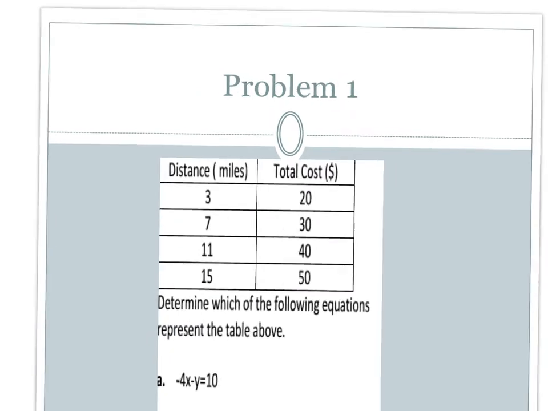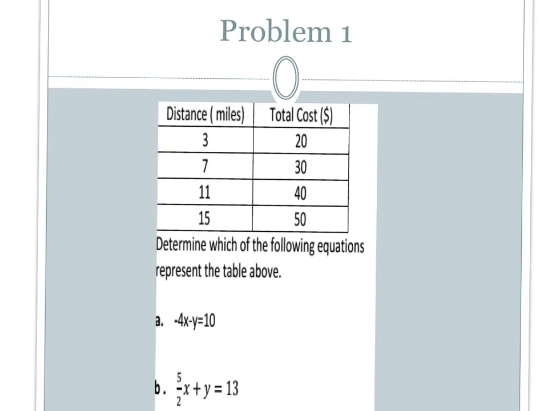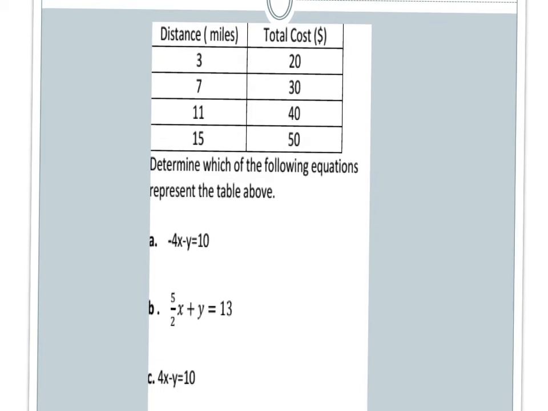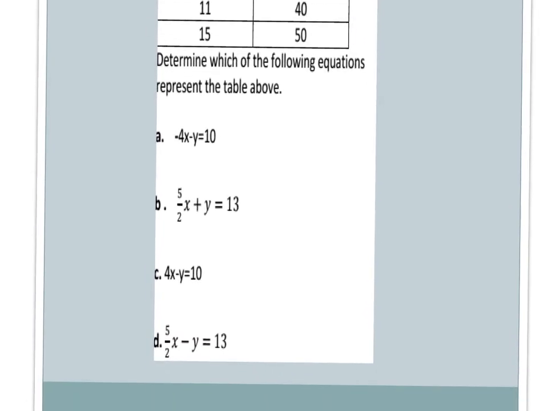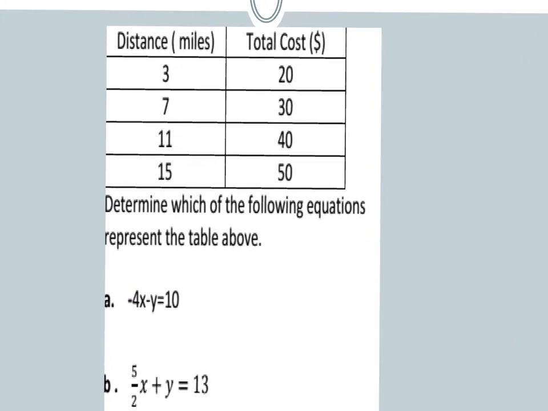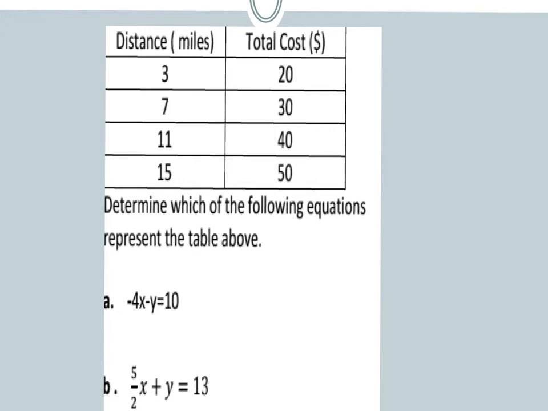Okay, problem 1. We're given a table, and in this table it says distance in miles 3, 7, 11, 14. And then we're given costs, which is the increments of 20, 30, 40, 50. So, looking at the answer choices below, we need to find out which equation represents the table above. Well, anytime we're given a table, the first thing I want you to think about is slope. So slope is y2 minus y1 over x2 minus x1.